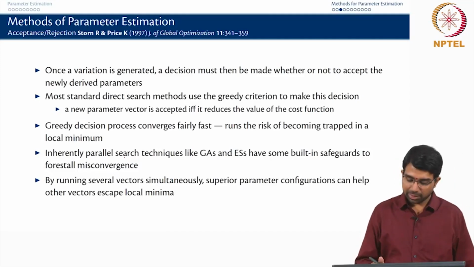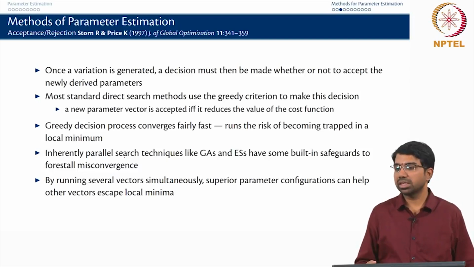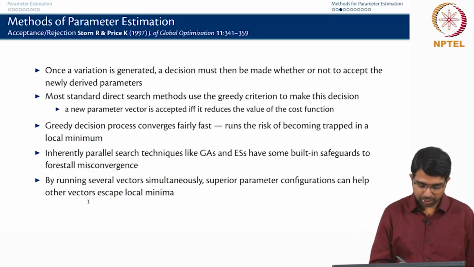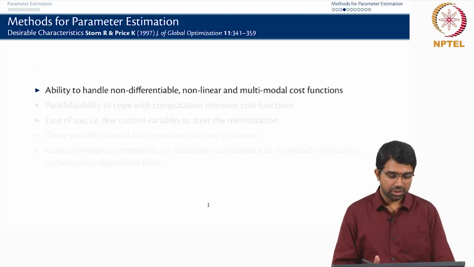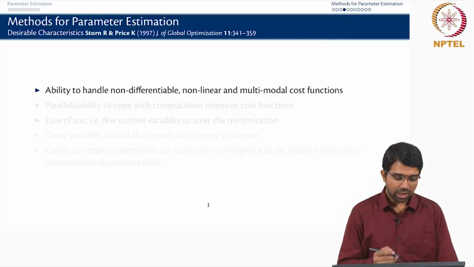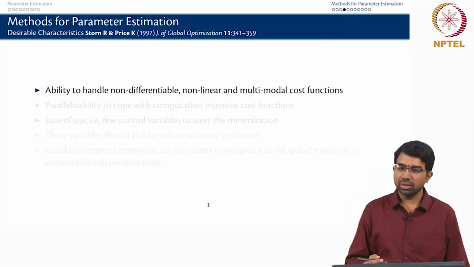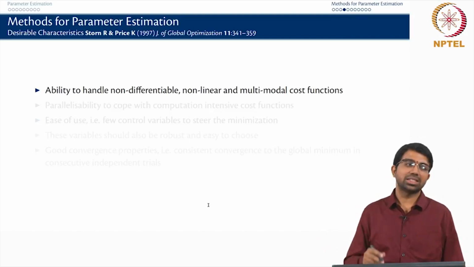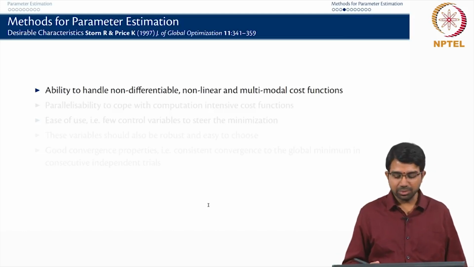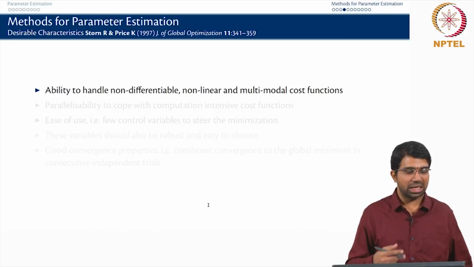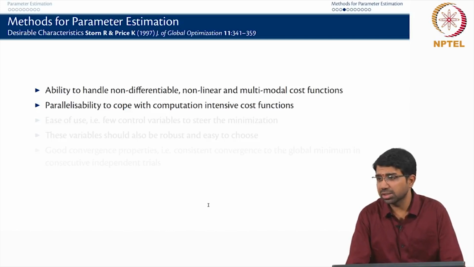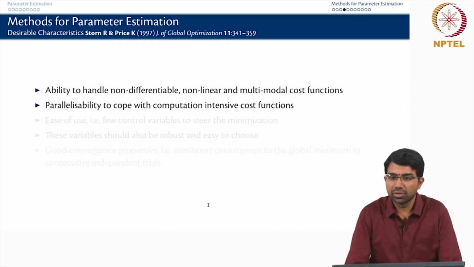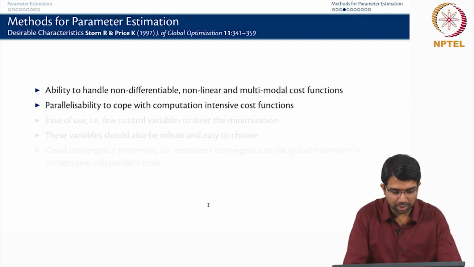And by running several vectors simultaneously, you can get superior estimations. They can help escape the local minima. So, what are the desirable characteristics? You want the ability to handle non-differentiable, non-linear, multimodal cost functions. Cost functions are essentially very badly behaved as you would normally observe in biology, because the systems are highly non-linear. It should be parallelizable because you are going to be estimating the cost function too many times. So, you want the algorithm to be parallelizable in some way.